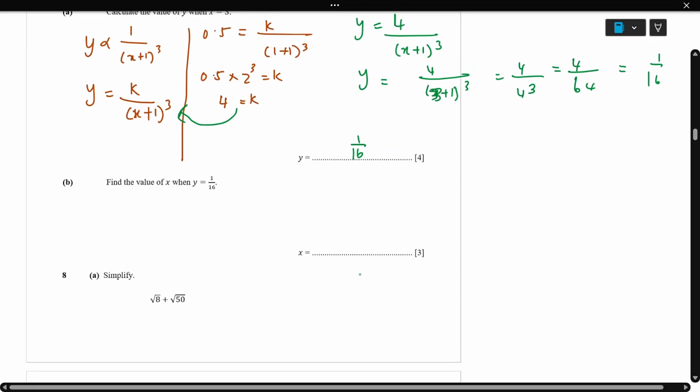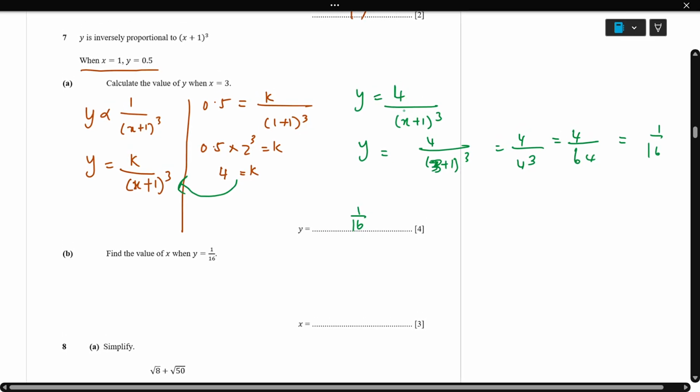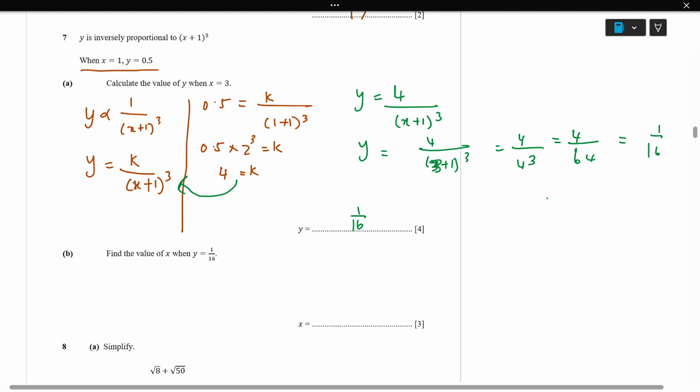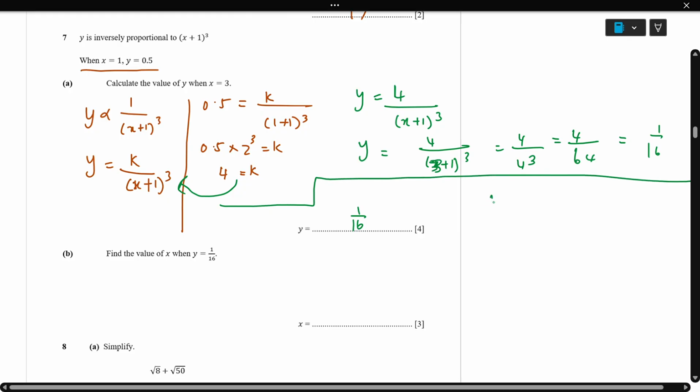Next, find the value of x when y equals 1 by 16. Bring the same equation here: y equals 4 over (x plus 1) whole cube. Here the y value is given, which is 1 by 16. So 1 by 16 equals 4 over (x plus 1) whole cube. Rearranging, (x plus 1) whole cube equals 4 times 16, bringing it over as multiplication.